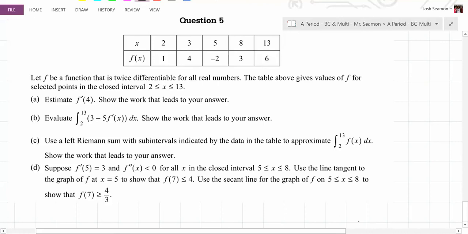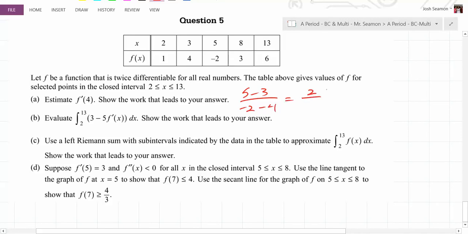Part A says, let f be a function that is twice differentiable. The table gives values of f for selected points from 2 to 30. Estimate f prime of 4. In this case, I'm guessing, correct me if I'm wrong, did you do 5 minus 3 over negative 2 minus 4? Is that what you got?